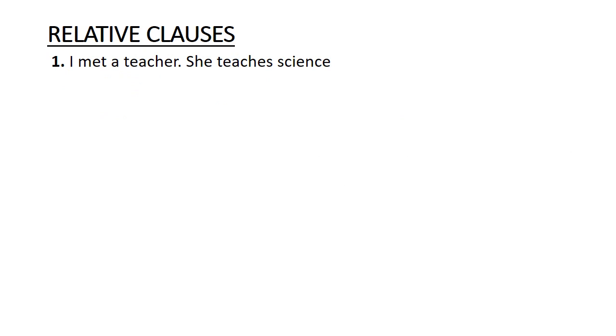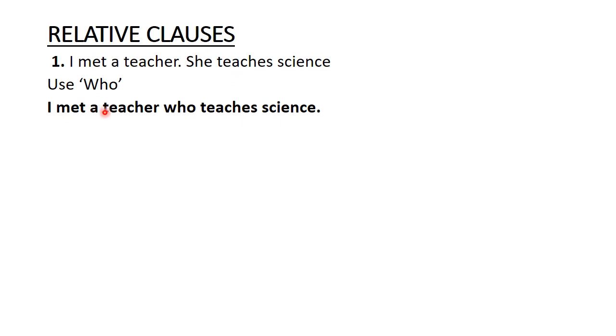The first, I met a teacher. She teaches science. So a question can be, rewrite using who. We know the noun we're talking about here is the teacher. Now, to give more information about this teacher, we know that this teacher teaches science. So we're going to use a relative clause that begins with who, as in, I met a teacher who teaches science. So this is the relative clause starting with a relative pronoun.